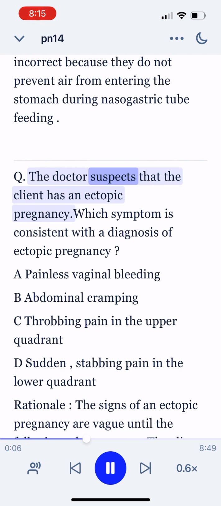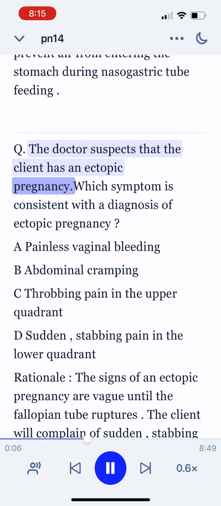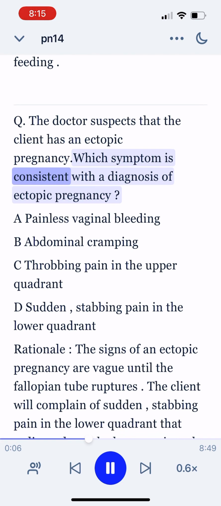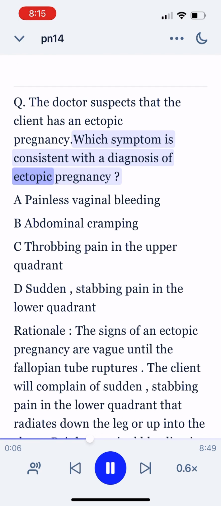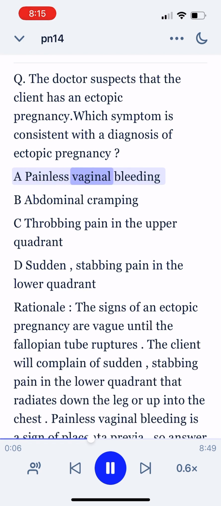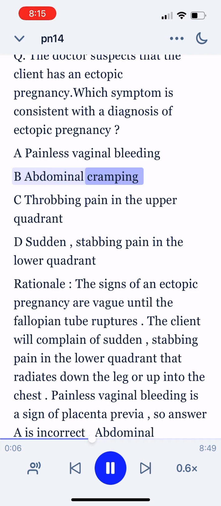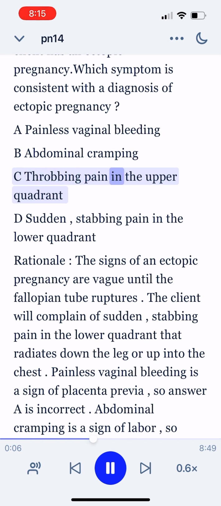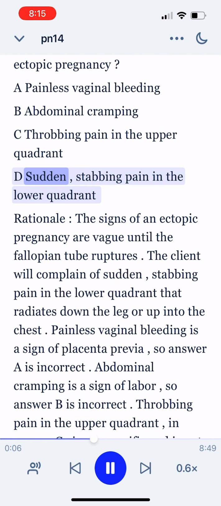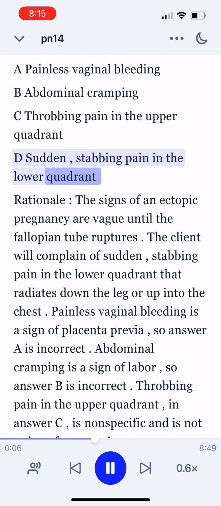Q. The doctor suspects that the client has an ectopic pregnancy. Which symptom is consistent with a diagnosis of ectopic pregnancy? A. Painless vaginal bleeding. B. Abdominal cramping. C. Throbbing pain in the upper quadrant. D. Sudden, stabbing pain in the lower quadrant.